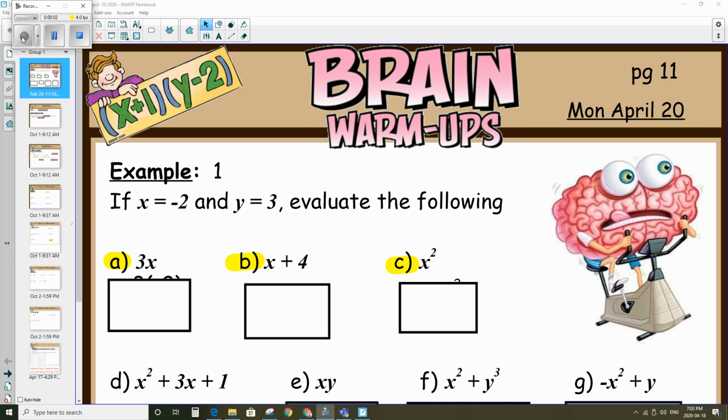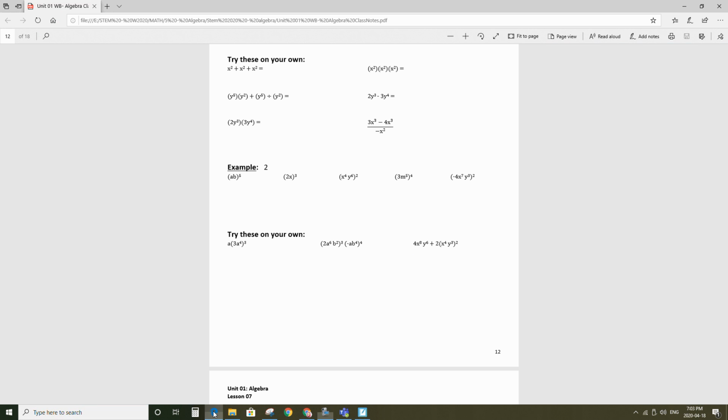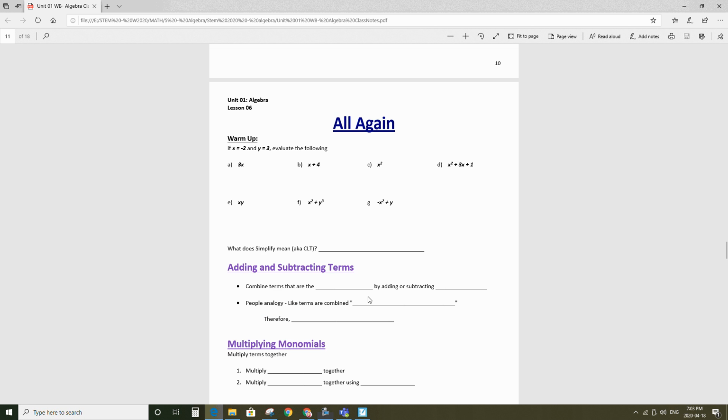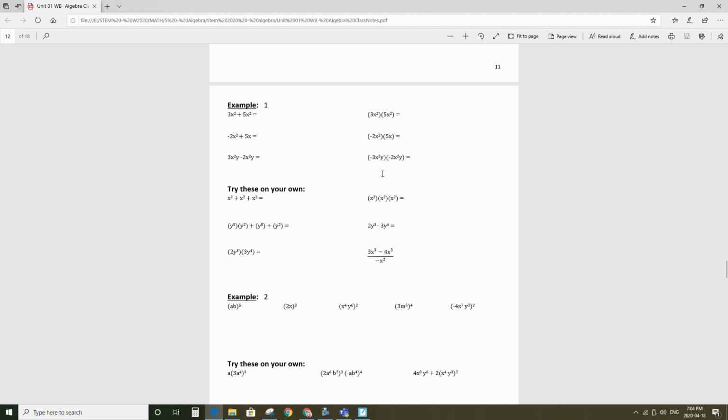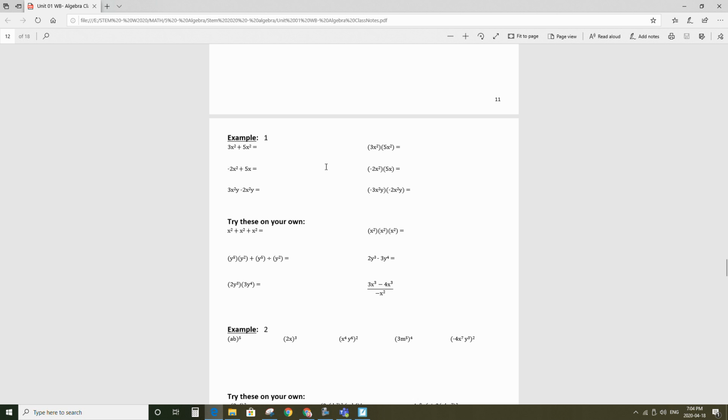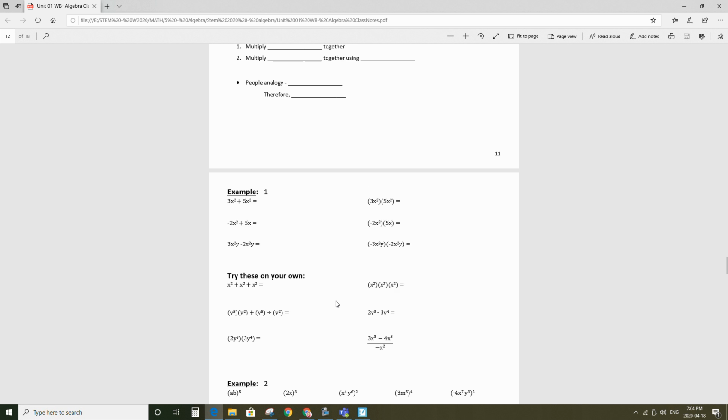Welcome back. Today is Monday, April 20th, and I'm going to go through pages 11 and 12 on your handouts that you are working through. So we're going to do questions on here and then also on page 12. I'm not going to do all these questions. I'm going to just pick and choose a bunch. The ones that I don't finish, I'd like you to do for homework.